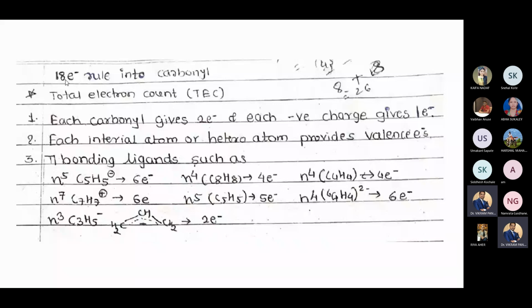Okay, so in today's lecture, I will take 4 to 5 types of questions. Out of these 5 questions, two or more than two questions will be there in this NET exam. For example, see on the screen, it is given: 18 electron rule. Okay, and how to calculate this 18 electron rule?